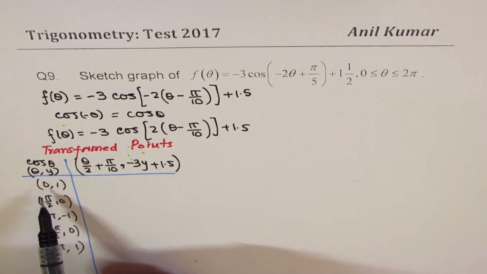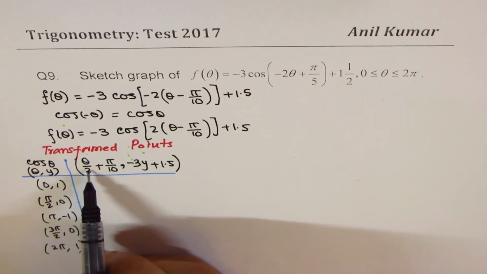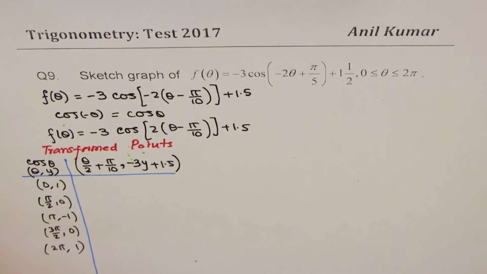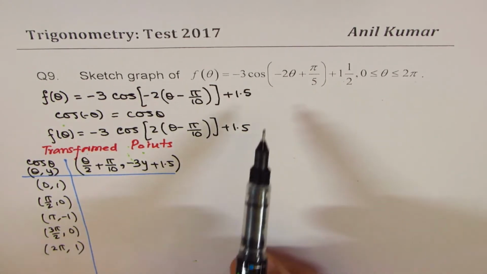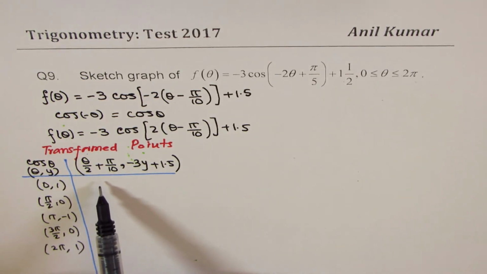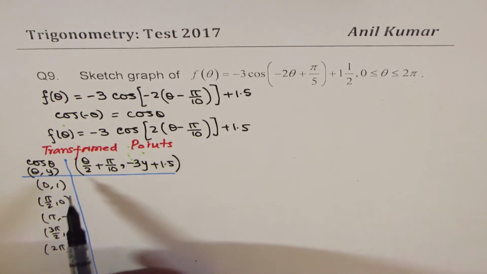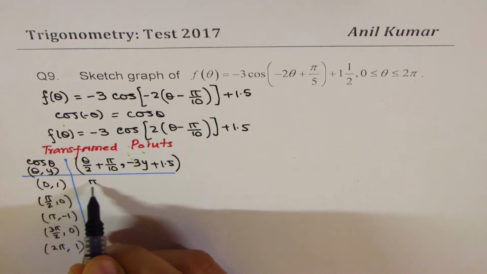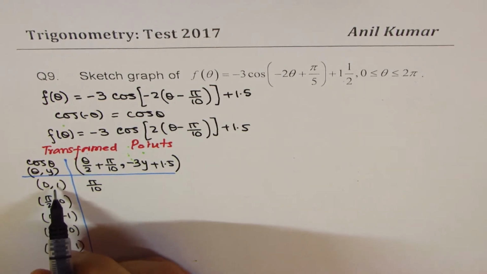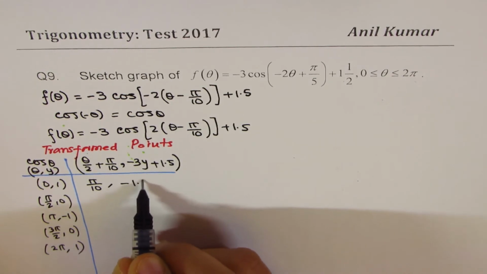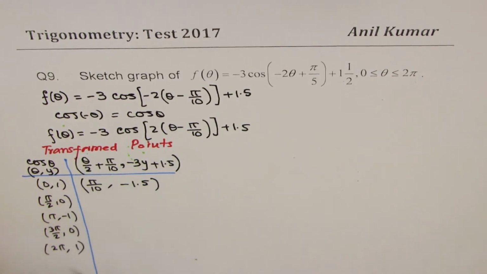So for 0, now for some students that could be very difficult or challenging. I have to sketch the graph also, but I'll show you how to calculate them. For 0 it is simple, just put in 0, you get pi by 10 here. And if I write minus 1, I get minus 1.5. So that is the first point.